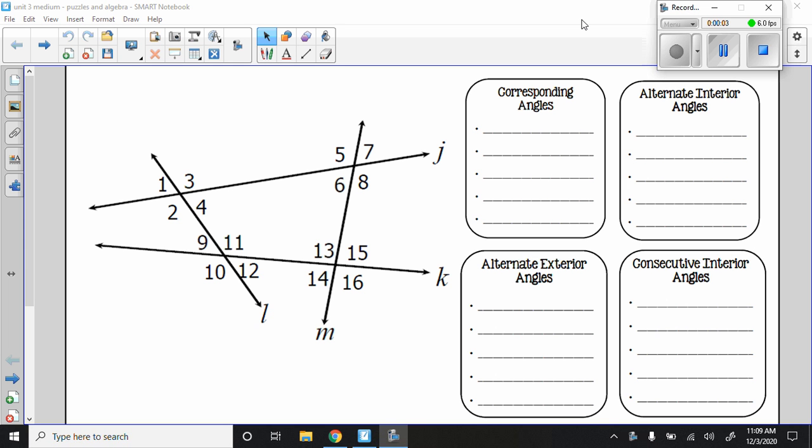Here is our medium puzzle video. I call this a puzzle just because there's more than just 3 lines. All we're going to do on this video, because it's a medium level, is be naming some relationships. We're not going to be finding any measures yet.